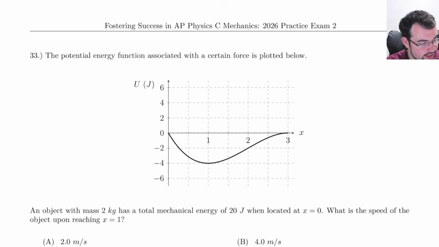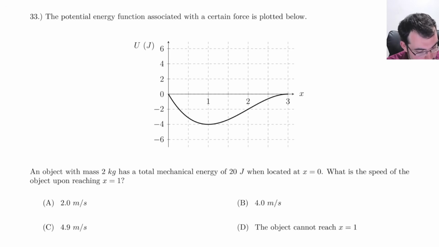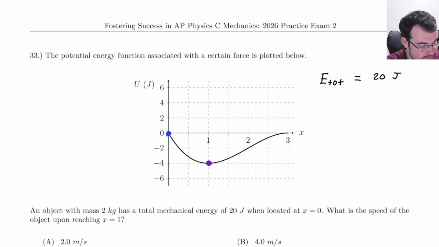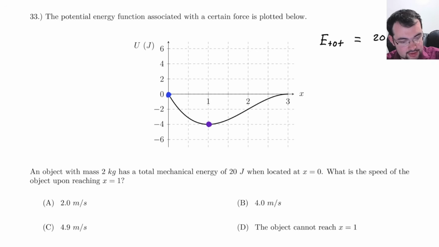All right, we have a potential energy function here. An object with mass 2 kilograms has a mechanical energy of 20 joules when at x equals 0, and we're interested in finding its speed upon reaching x equals 1. So this allows us to just use energy conservation, because we know that the total energy of this system is 20 joules. So we also know that at any time we can set the sum of kinetic and potential to be equal to 20 joules.